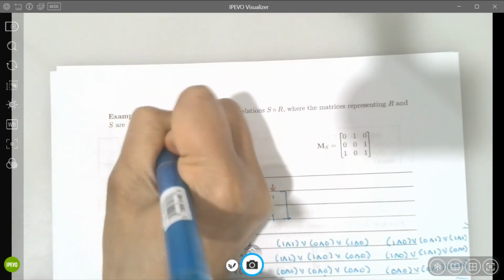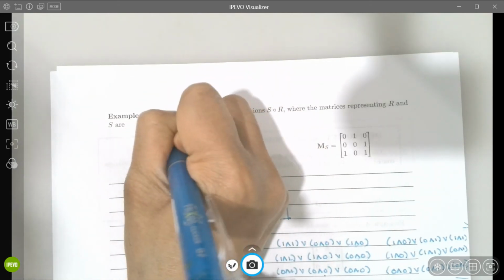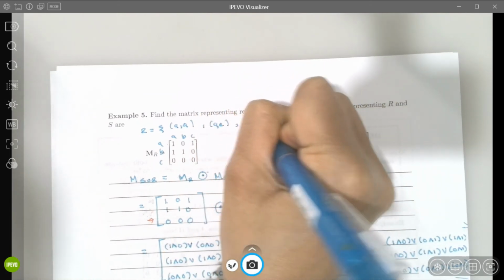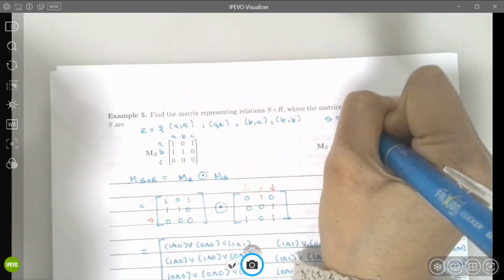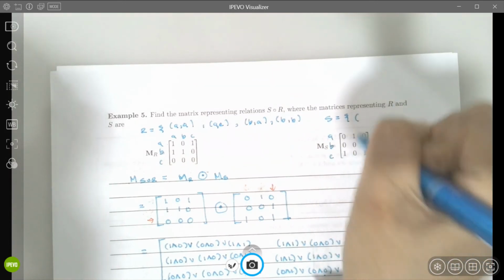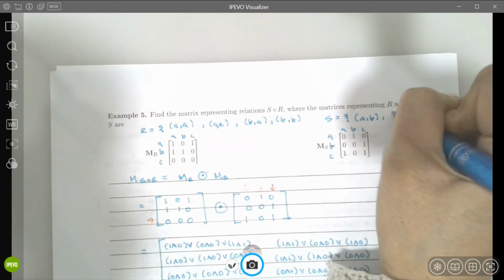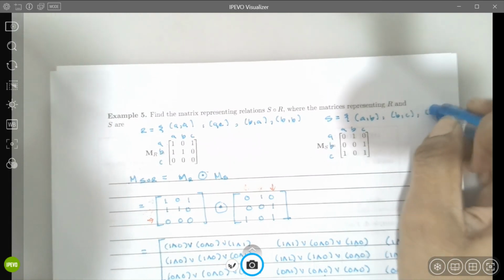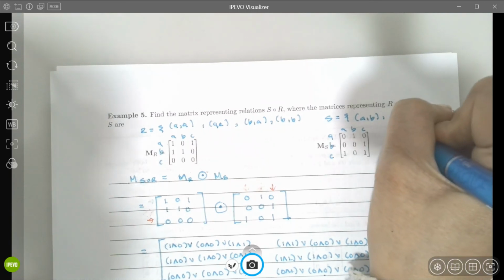That means that R contains the elements, let's see, A to A, A to C, B to A, B to B. And S contains the elements, again, if we assume this is A, B, and C: A to B, B to C, C to A, and C to C.